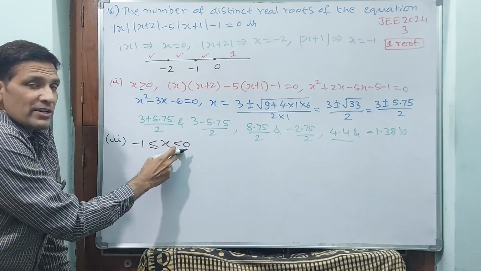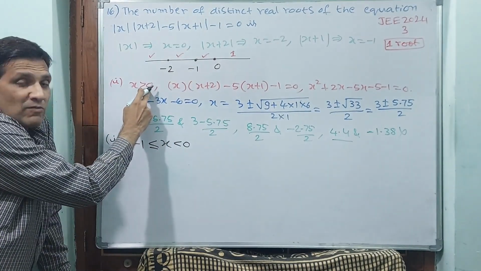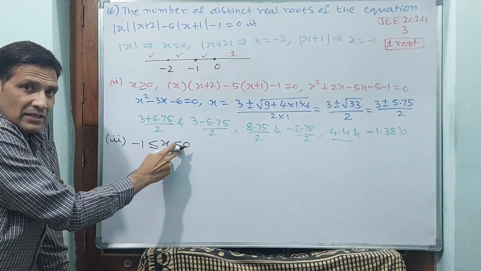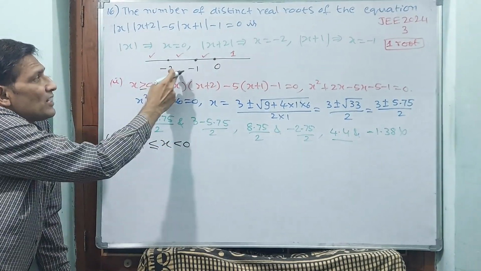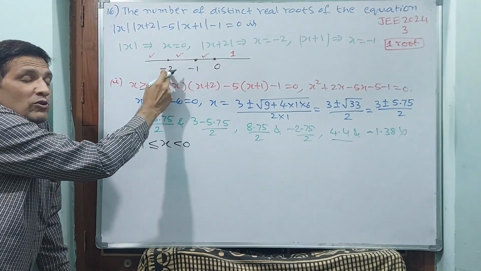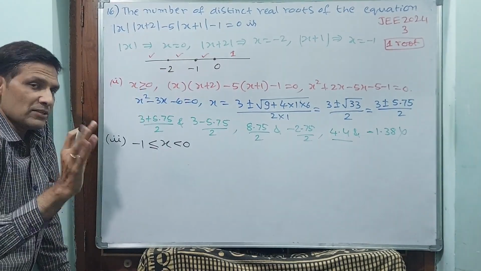Why less than 0, not equal to 0? Already equal to 0 I have taken once, so that is why don't take it again. Here you have not taken equal to, that is why you take equal to here. In the next case again you don't take equal to minus 1. You take equal to minus 2 and less than minus 1. Like that you go on.